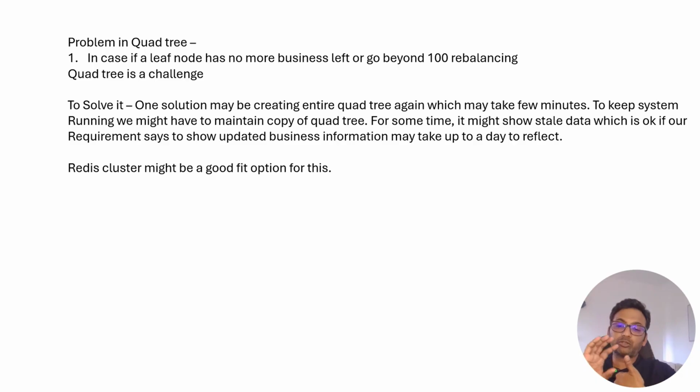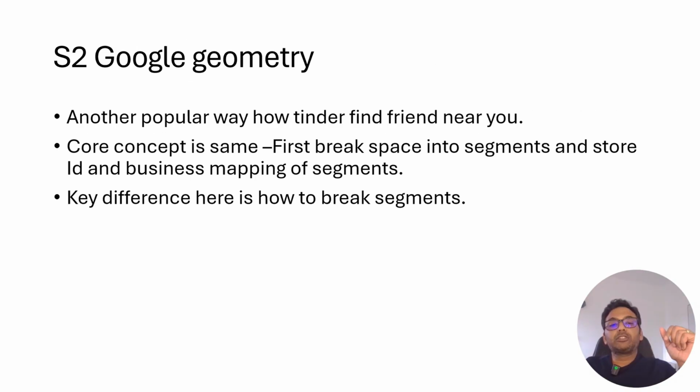Now we talked about geohashing in detail. In geohashing, we were splitting the entire two-dimensional space into segments. In QuadTree, we have a data structure where we maintain a tree structure. Now the next thing is S2 Google geometry. This is a little complex. The core concept, as I said, is the same.